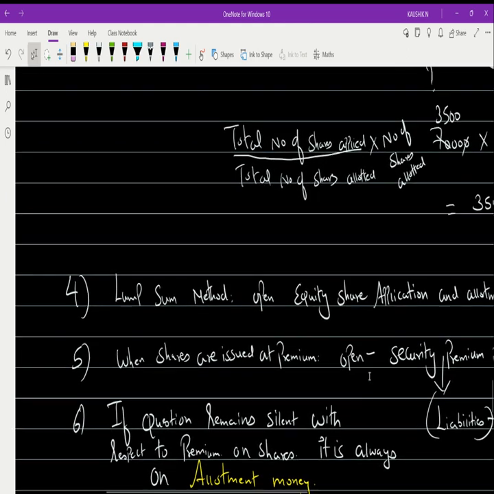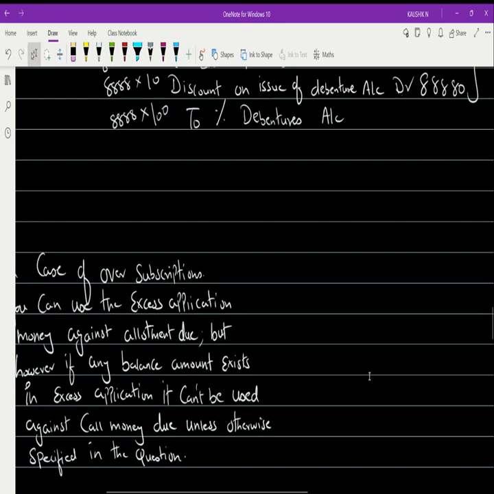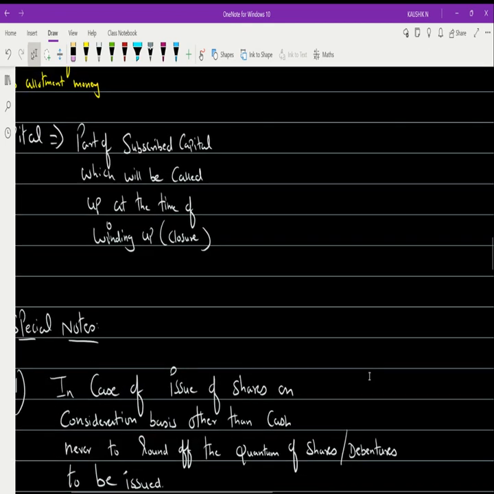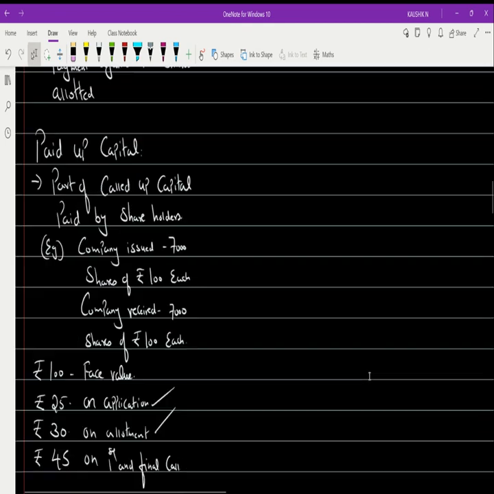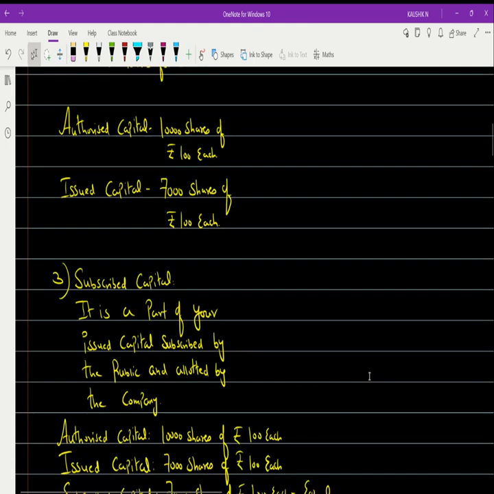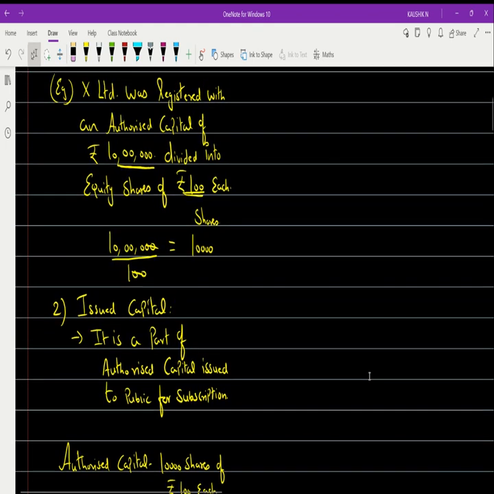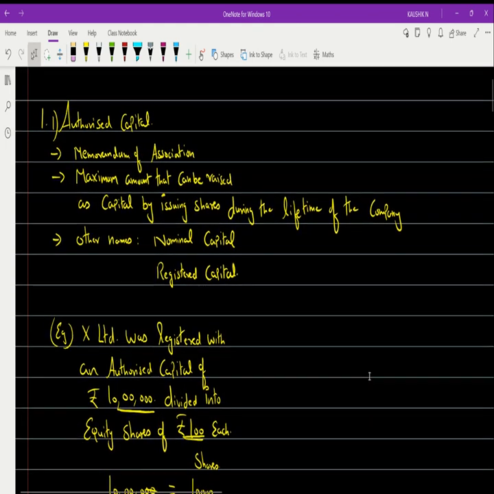So there are only four moments. I don't want to take much time, just to sum up the concepts we have learned today. We have learned the types of capital, where we discussed what authorized capital is all about, where it will be mentioned, and what the other names of authorized capital are: nominal capital, registered capital. It is the maximum amount of capital which you can raise from the public by issuing shares, but it should all be mentioned in the memorandum of association.